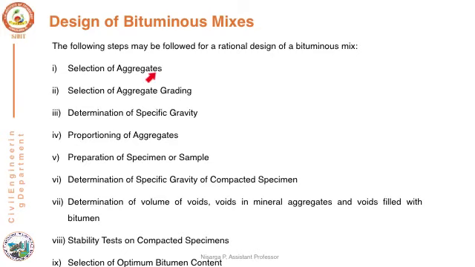You have to choose the nearest quarry to procure the material and do the aggregate gradation as per the requirement, and we have to determine the specific gravity of the various aggregates. The proportioning will be done so that the gradation of the aggregates meets the requirement as per the MORTH specification. These steps were already discussed in the previous session.